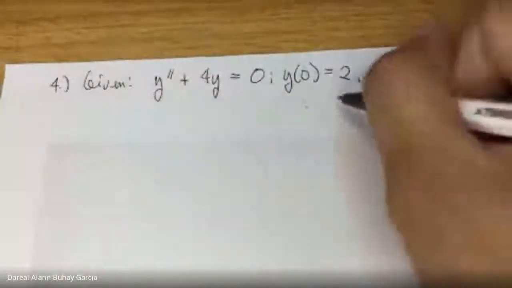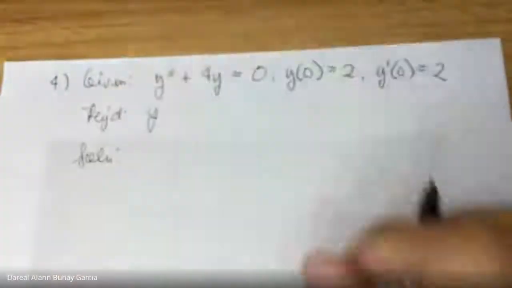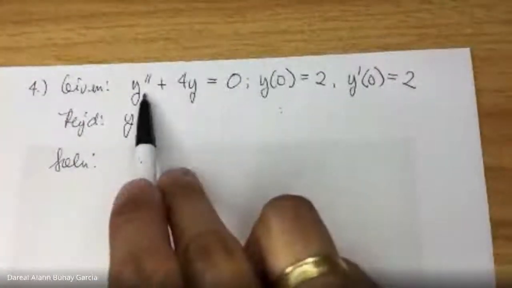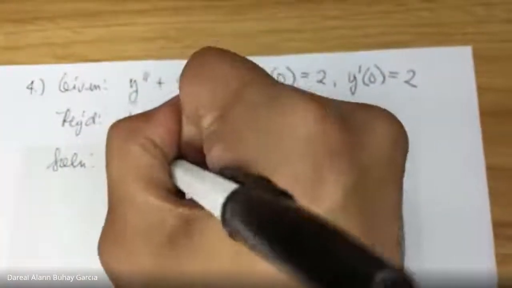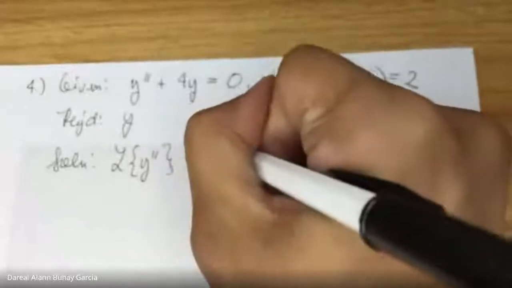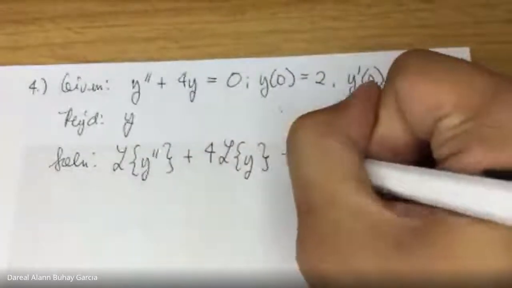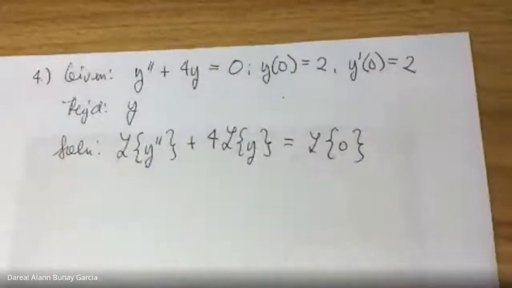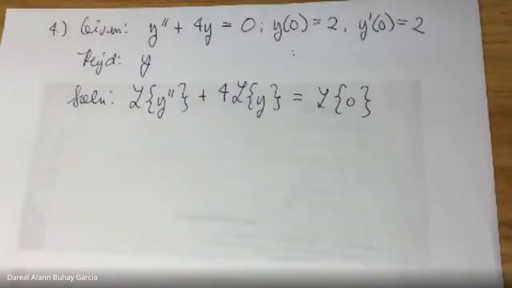So, let's solve for y. Solution. The Laplace of y double prime plus 4 the Laplace of y, the Laplace of 0 is 0. What is the Laplace of y double prime? We just derived that earlier.